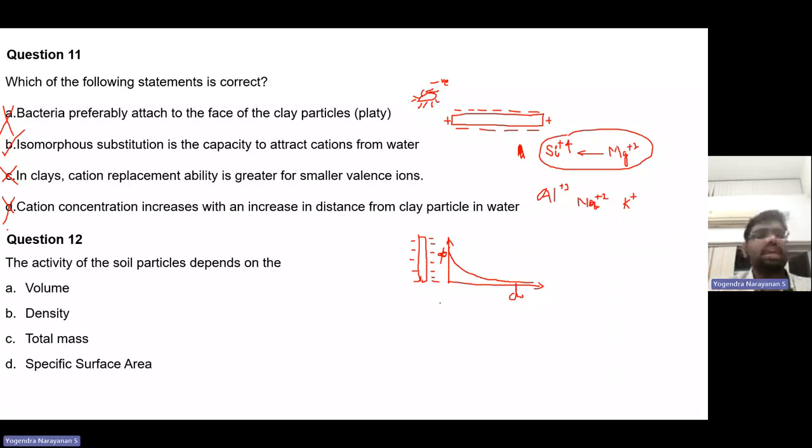Now, as I said before, activity is essentially the tendency for volumetric deformation when it comes into contact with water, as well as the water retention capacity of the particular type of soil. Hence, it is comprehensively governed by specific surface area. Even though total mass is a part of specific surface area, it is the area that is present divided by the total mass that governs the activity of the soils.